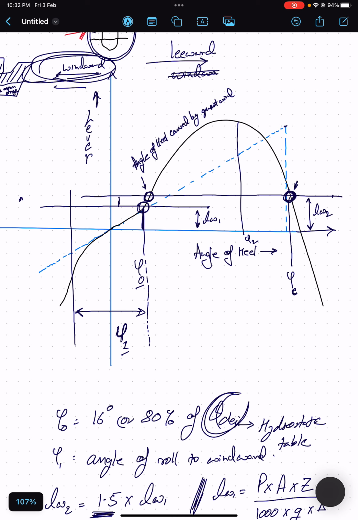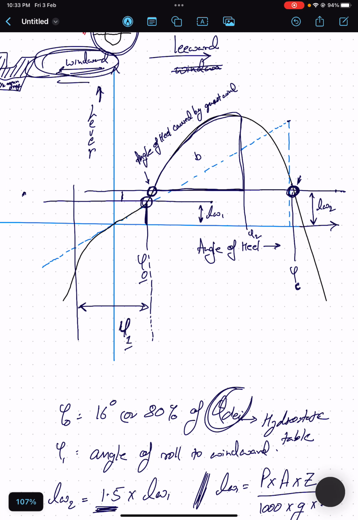Why do we need phi 2? We need phi 2 because it will help us to mark the area B. It is the phi 2 that helps us to determine the limits of area B. Now what is area A? I mean, what is area B? If there is area B, there has to be area A. Now this part, which is the area under the curve between phi 2 and LW2, is known as area B, small b.